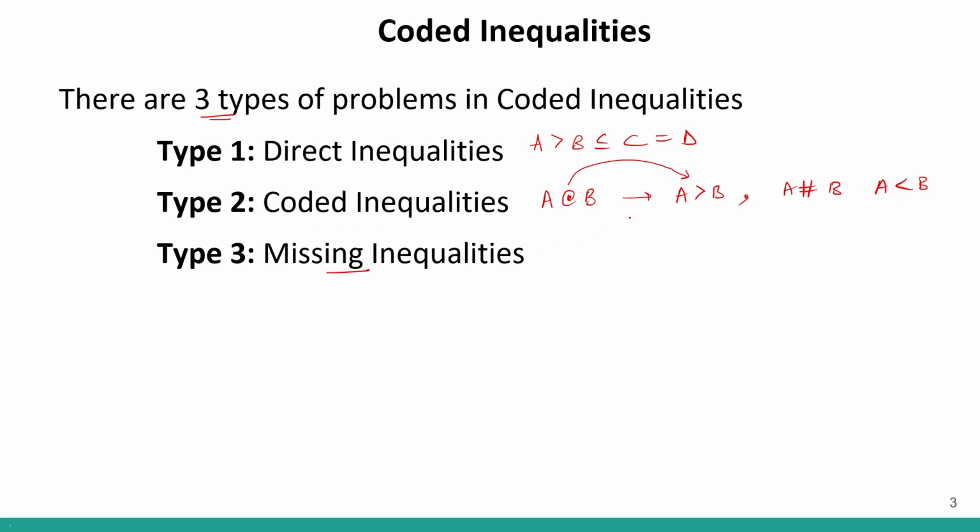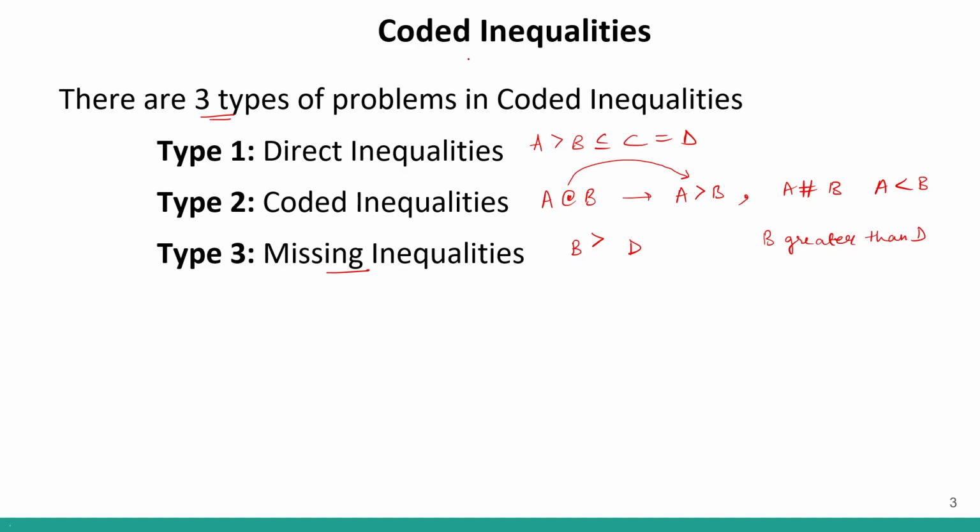Missing inequality means, for example, we will be given B dash D and we have to fit in a symbol that makes B greater than D. So if we have to make B greater than D, this is the symbol that we will put, correct? This is your missing inequalities.